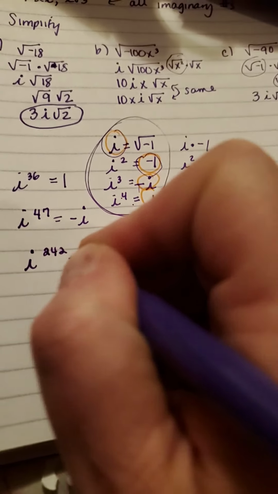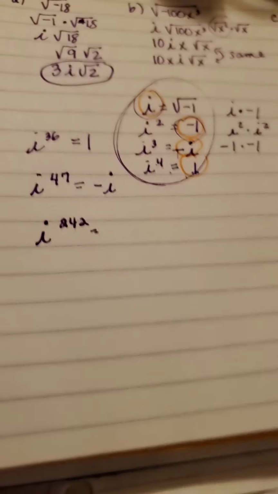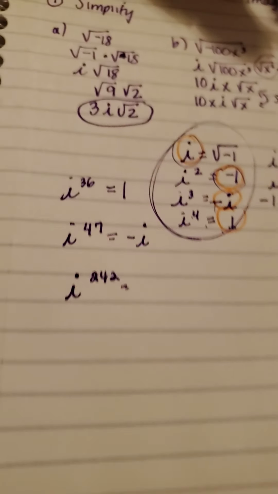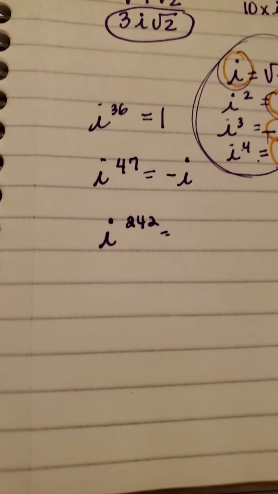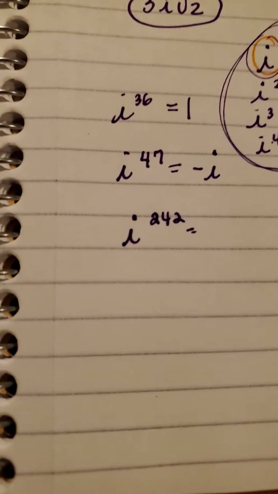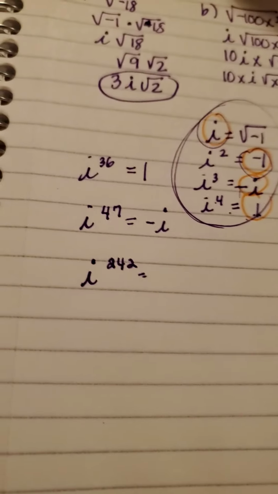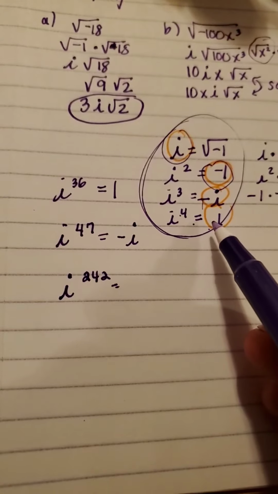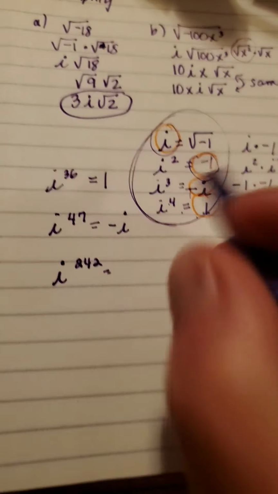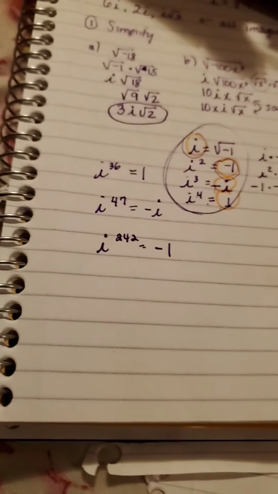i to the 242. You think that's a really big number? Yeah, I guess it is. But 242, well, I know multiples of 4. I know that 100 is a multiple of 4. So I know 200 is a multiple of 4. So I know 40 is a multiple of 4. So this would be 240, 241, 242. And that's the way I do those problems.